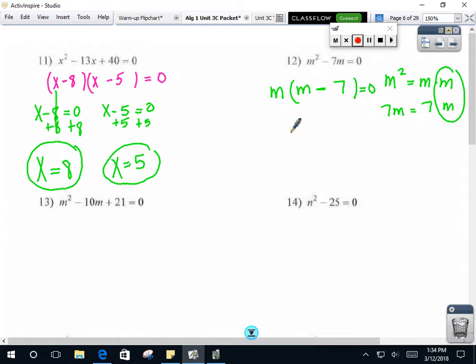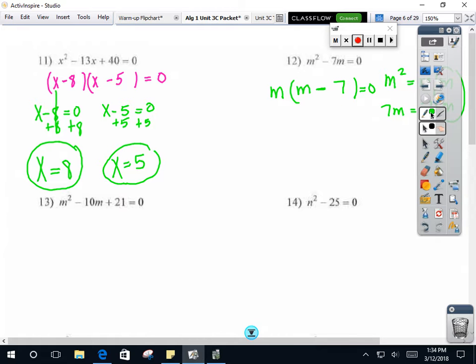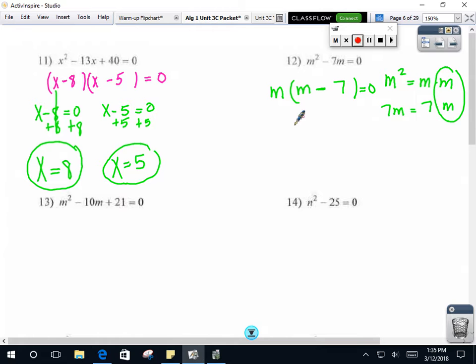Now, just like we did over here, you're going to set both factors equal to 0. M equals 0, and that one's done. There's nothing more to do. And then m minus 7 equals 0, which means we're going to have to add the 7 to the other side, making our second solution a positive 7.